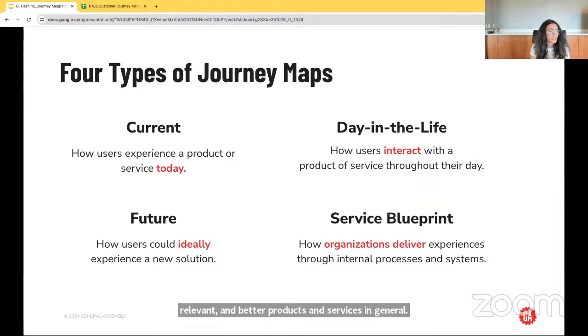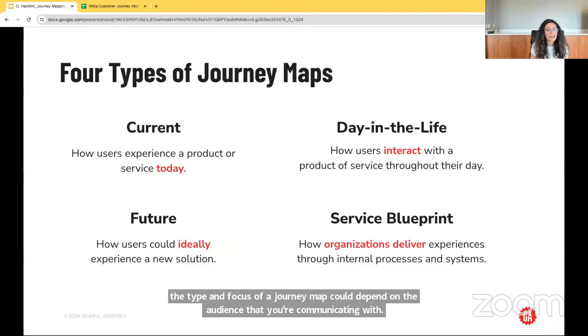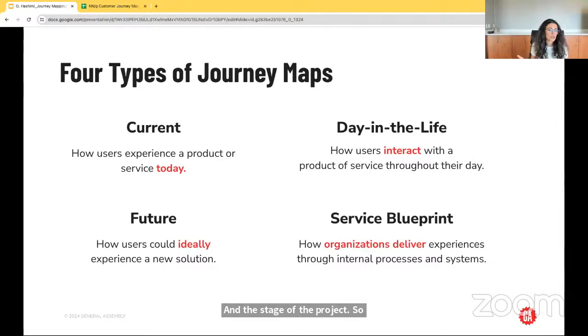Okay, so here are the 4 types of journey maps. The type and focus of a journey map could depend on the audience that you're communicating with and the stage of the project. So it's best practice to only use future journeys when a retrospective has been used. Oftentimes I see future journey maps quite a lot because it allows organizations to really start to think about how they want to innovate or how they want to evolve their product using that direct feedback from their target audience.